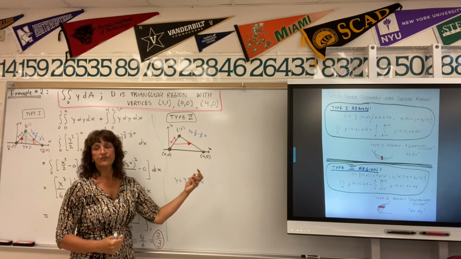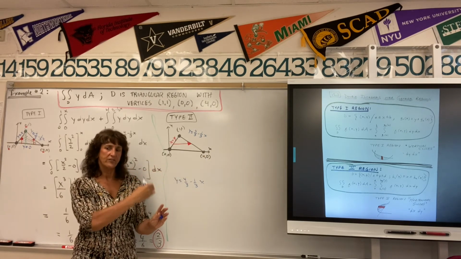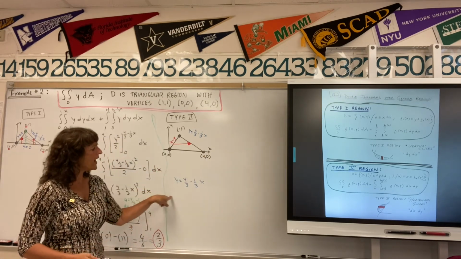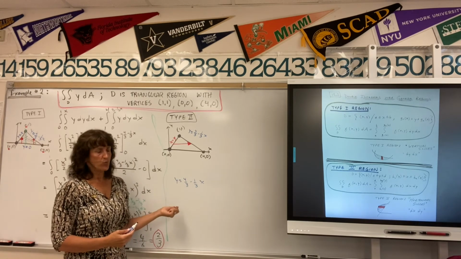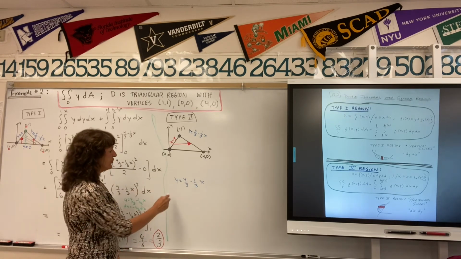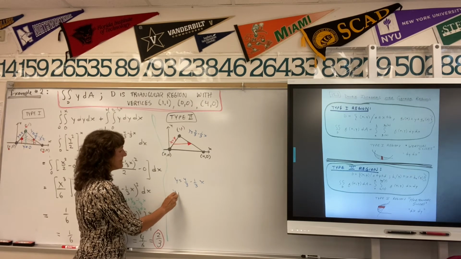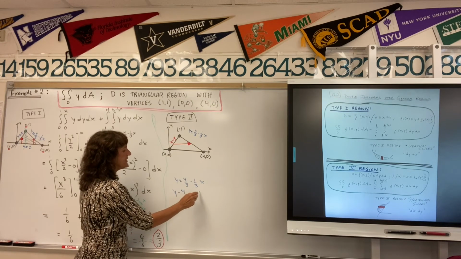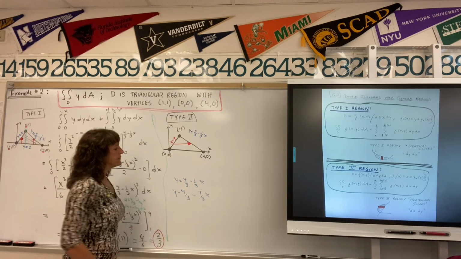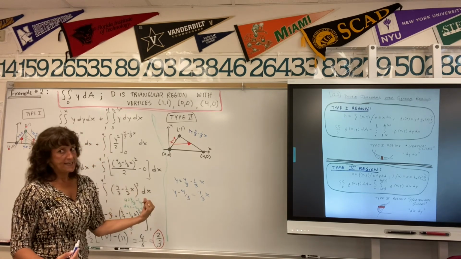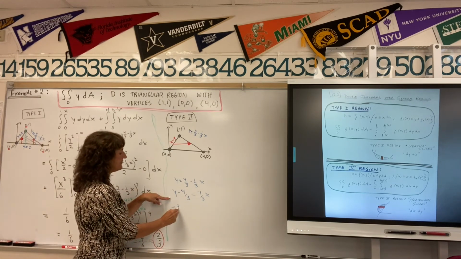To integrate the x first, we have to write the inside bounds as a function of y. So I need to know what x is in terms of y. So let me subtract 4/3 from both sides. So y minus 4/3 gives me a -1/3 x. And then I'm going to multiply every single term by a -3, so that gives me -3y.